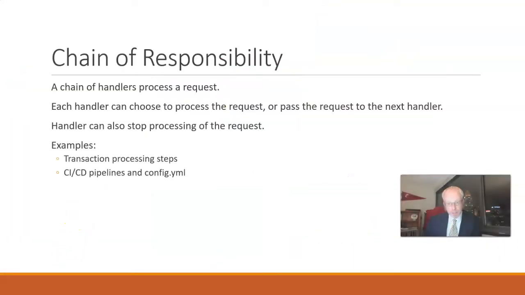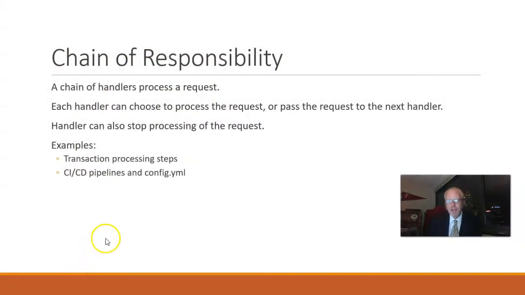With chain of responsibility, we have a request and we have a series of handlers or value-added steps that can process the request. So typically they'll go in a certain order. A handler will receive this request and decide, this is a valid request, I'm going to handle it, and then pass it on to the next handler.